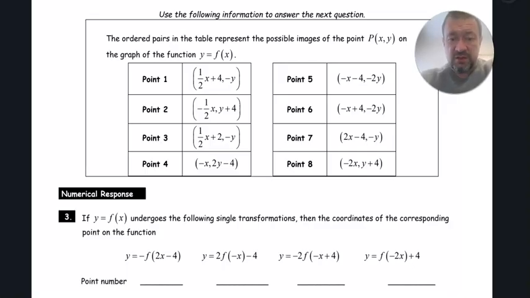Now, I probably shouldn't say single transformations. It looks like there's more than one transformation going on there, so it's probably not the best idea to say that. But here we go.